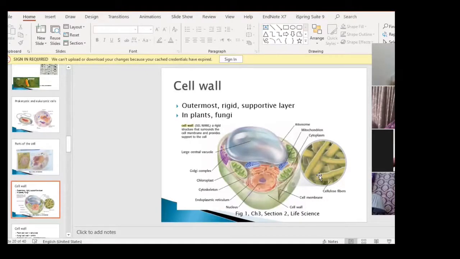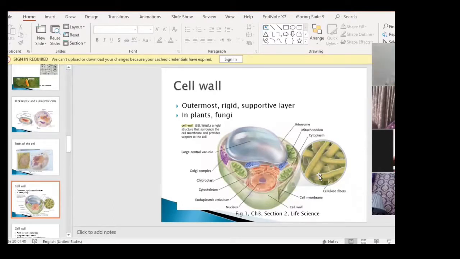The animals are motile. They can choose to move from one place to another for their food and for other purposes. The plants, unfortunately, are not. They are supposed to be present at one place for all of their lives. So they need to adopt certain things which can help the plants to preserve important ingredients within their cells. And one of the most important ingredients present in their cell is water.